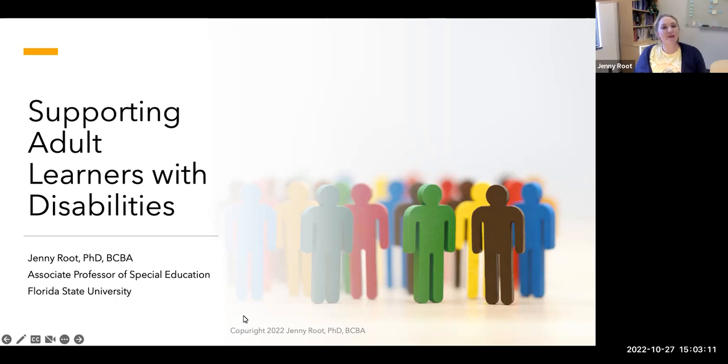So today we're going to be talking about supporting adult learners with disabilities, with the goal of being that you get a general overview of the characteristics of the adult learners you may have in the classroom. And then also, how can we make sure that we have a strengths-based approach to working with and supporting these adults?